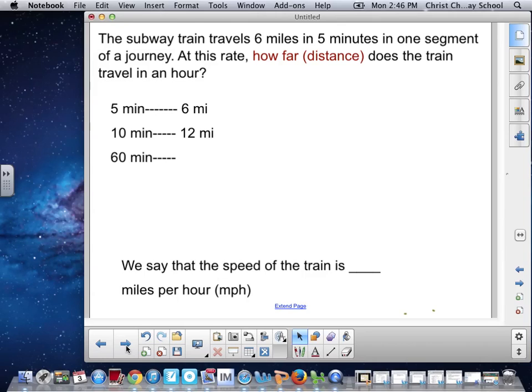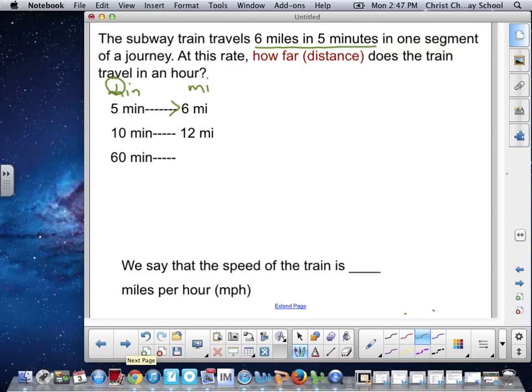There are two different methods I'm going to show you to figure this problem out. The first method is what I call the arrow diagram or unitary method. In the problem it tells me that the train traveled 6 miles in 5 minutes. So I set up an arrow diagram and put my minutes on one side and my miles on the other side. In 5 minutes it will go 6 miles.